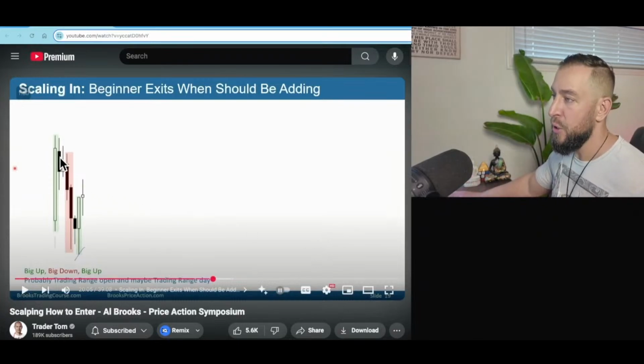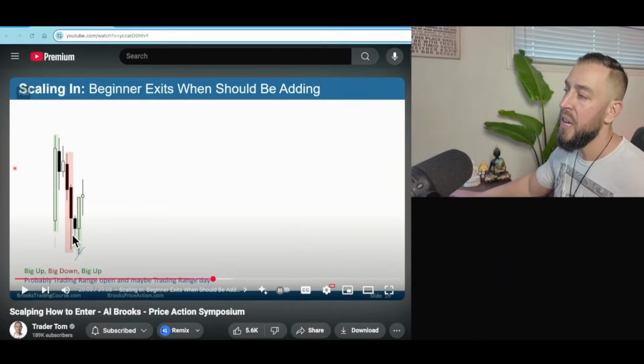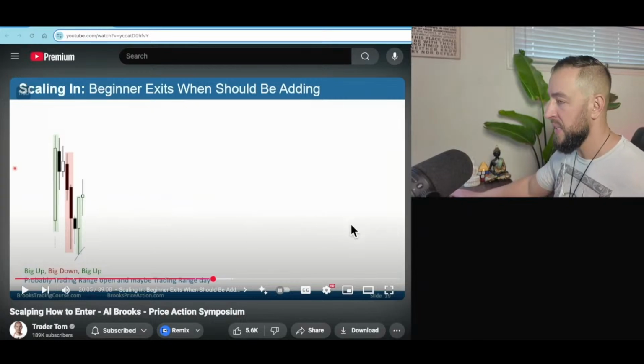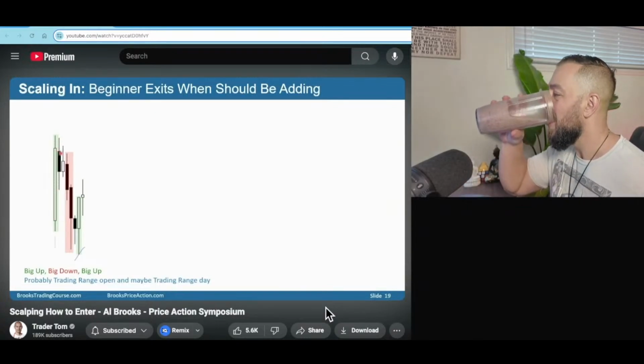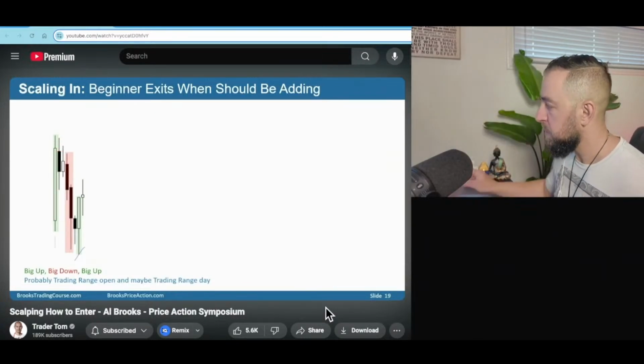Look, huge bull bar to the upside, then it reversed down, then it reversed back up, then it reversed down, then it reversed back up. So you're getting lots of reversals. That's what big up, big down means. Probably entering a trading range, even though we have several very big trend bars, bull and bear trend bars.